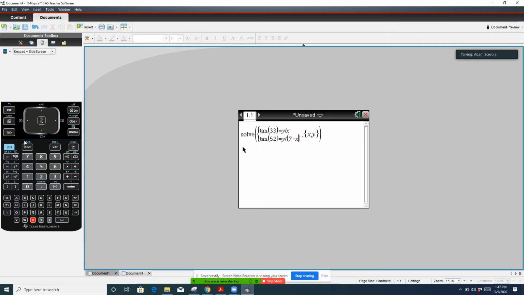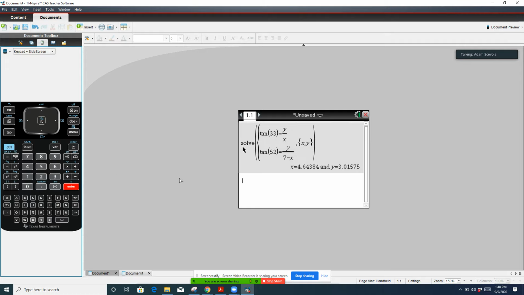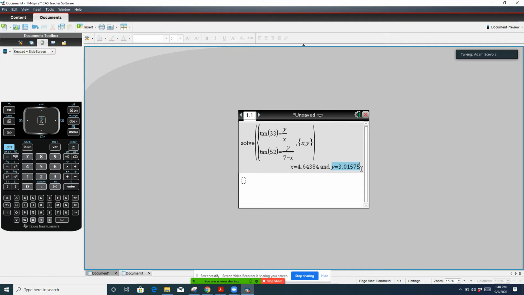All right, and we're going to hit Control Enter, because if we don't, it's going to give us an exact answer. We can approximate on this one. All right, we get x is 4, and y is 3. And in our picture, y was the altitude. So that weather balloon is about 3.01 miles above the ground. Makes sense.